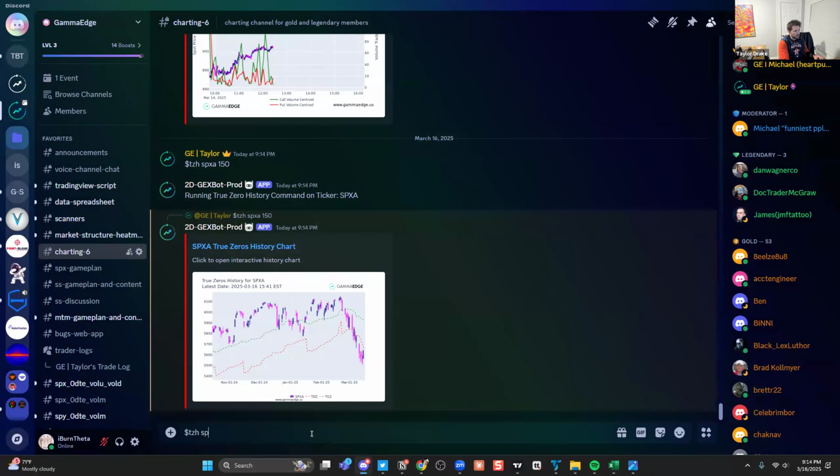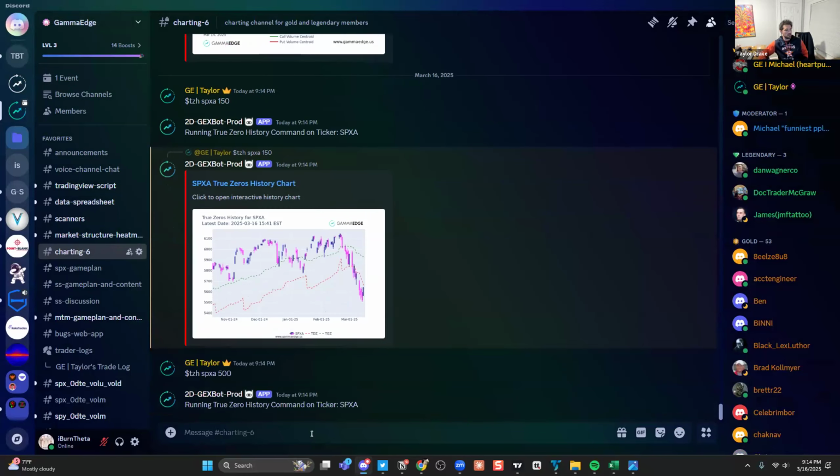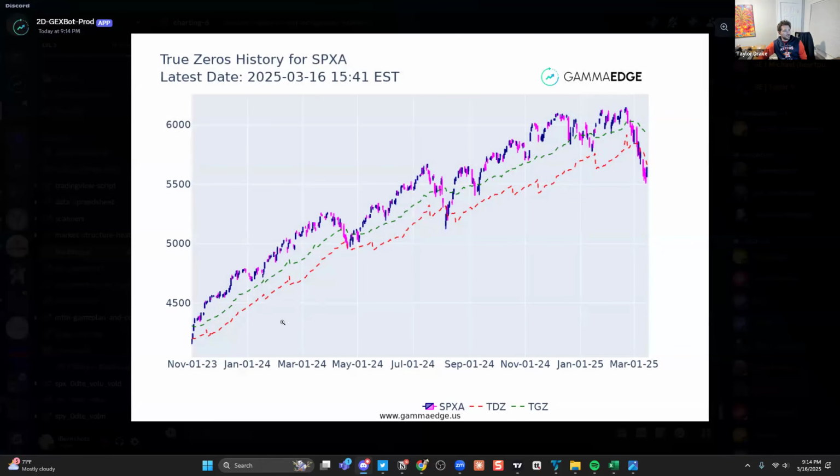The one that we looked at last time was SPXA. What do you do, like 500, something like that? So this will give you the last 500 trading days of SPXA. Here you can see, look, generally we're trending higher above all these true zeros. Those times where we've had a material breach, or we've really never breached below the true delta zero, those generally offered good buying opportunities, but right now it's a pretty material breach there. So again, those are good things to keep an eye on.